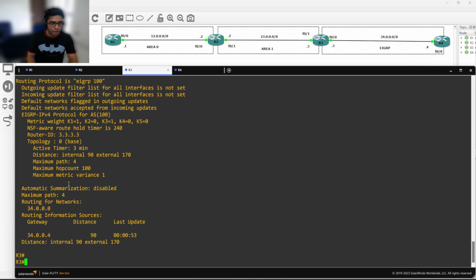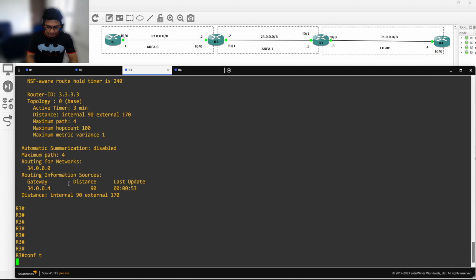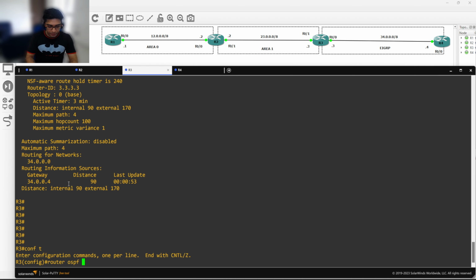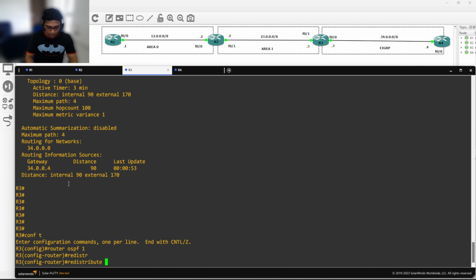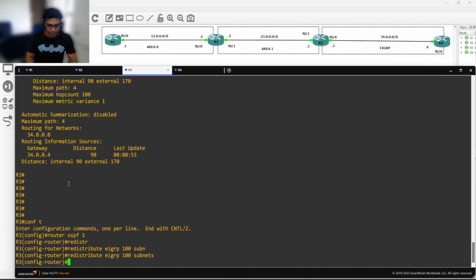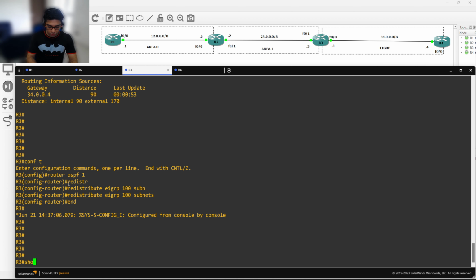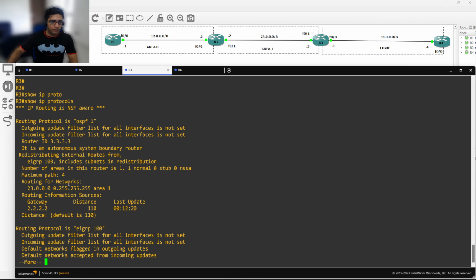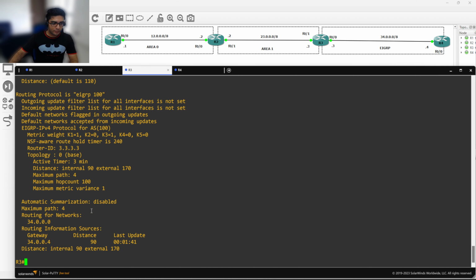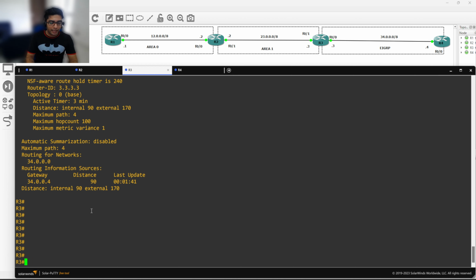And how do we do the redistribution? Let's check that. Configuration terminal, router ospf 1, redistribute eigrp 100 subnets. Now, if we do a show ip protocols, we can see that it says it is an autonomous system boundary router and it is redistributing external routes from EIGRP 100, right? So R3 has now become the ASBR.